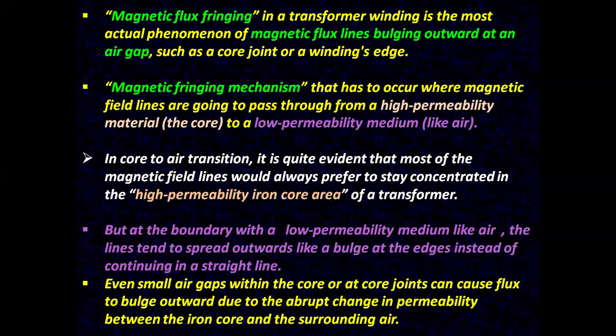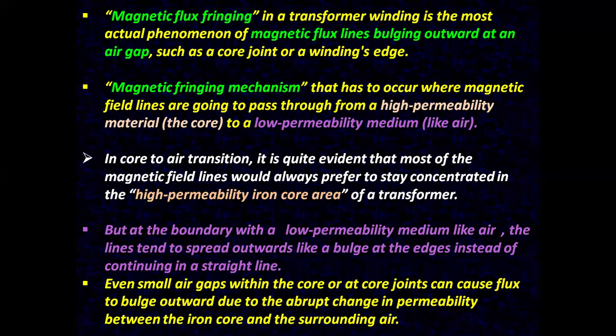Magnetic flux fringing in a transformer winding is the phenomenon of magnetic flux lines bulging outward at an air gap, such as a core joint or a winding's edge. The magnetic fringing mechanism occurs where magnetic field lines pass from a high permeability material, the core, to a low permeability medium like air.